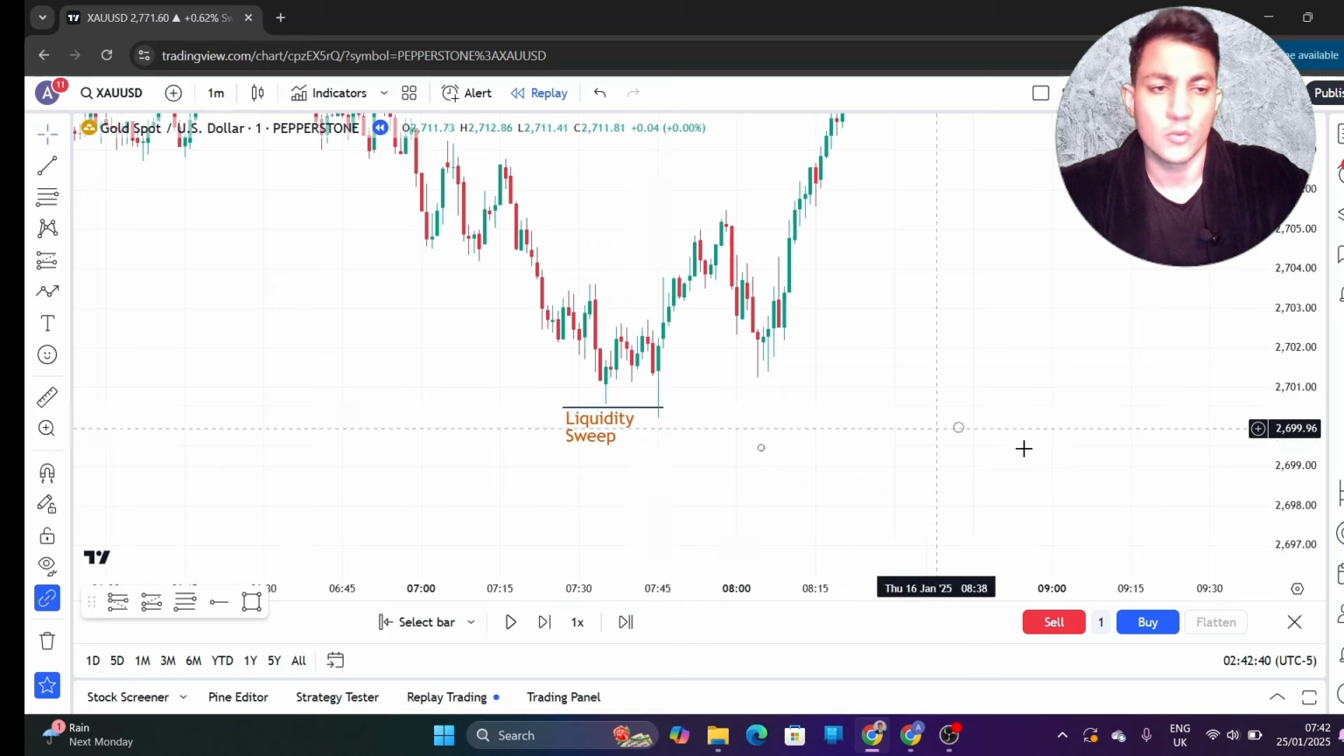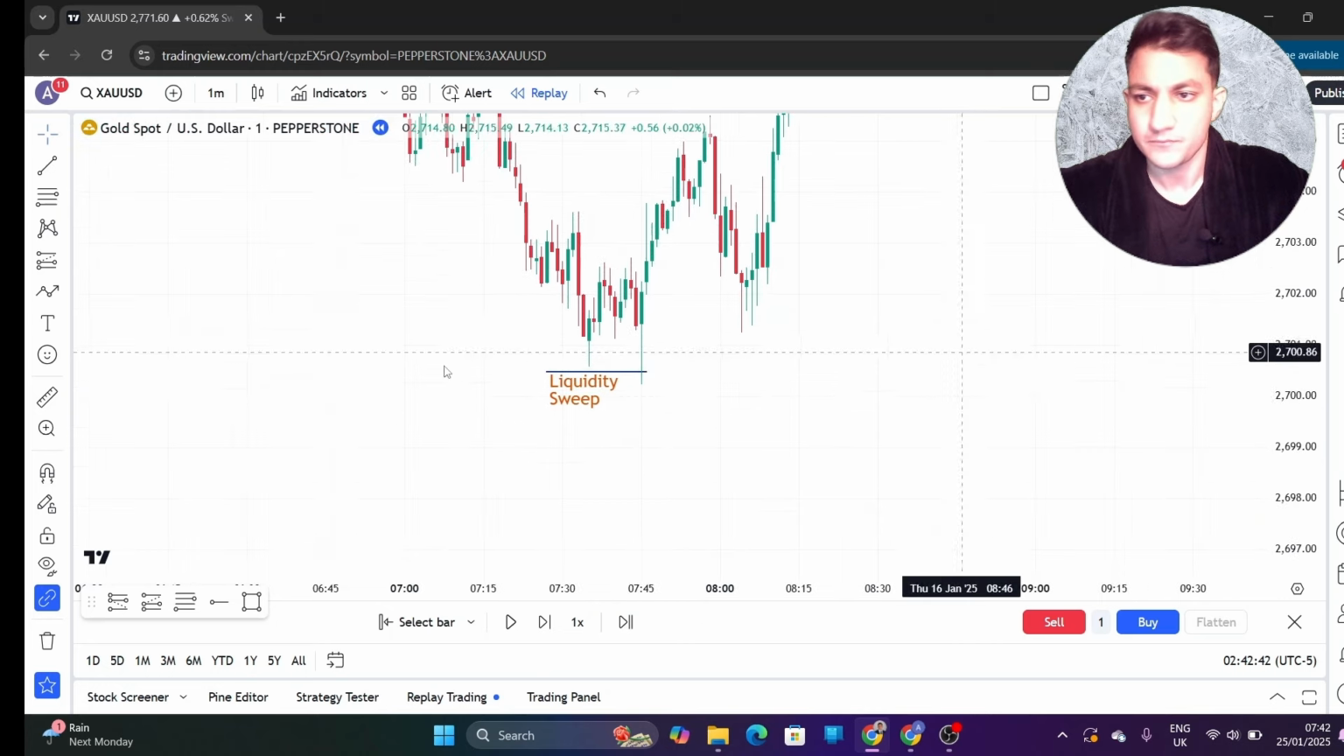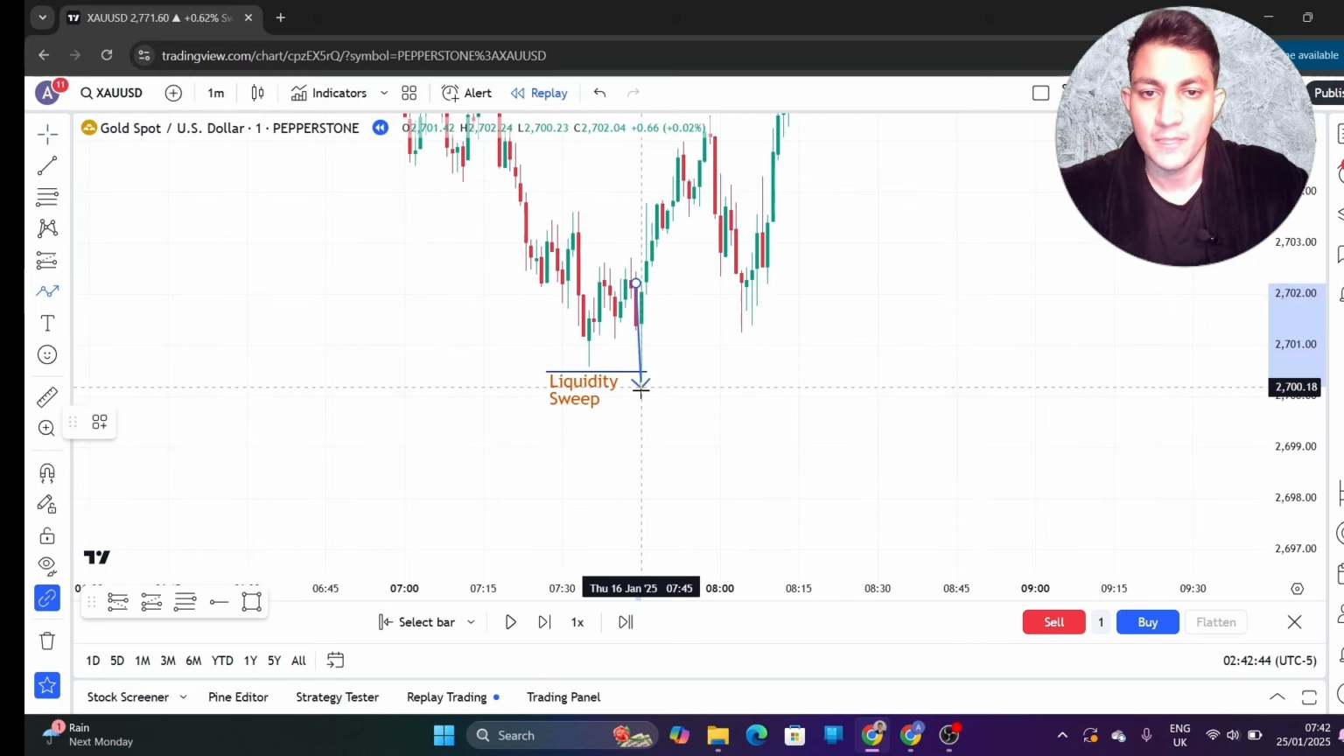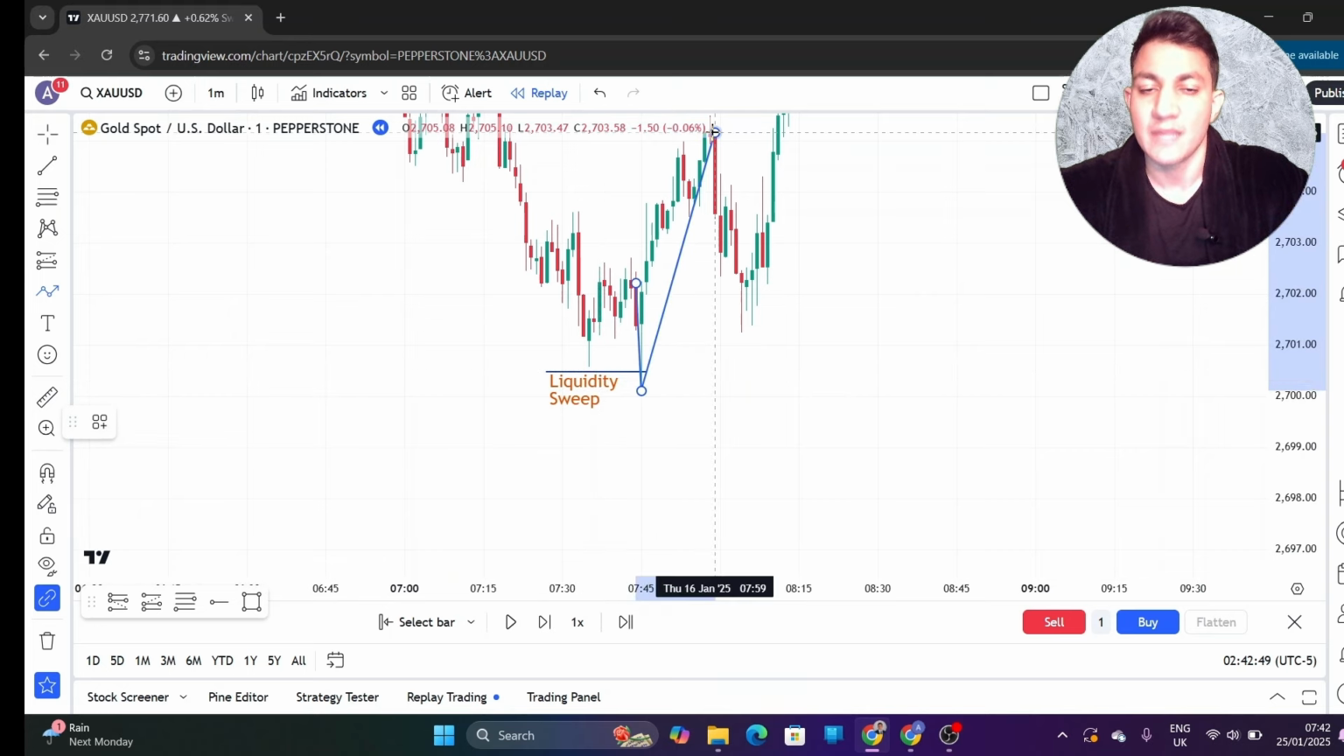So right here is a liquidity sweep. Let me just make this clear, right? You see how price comes down, it takes out an old low, and quickly and aggressively moves off in the opposite direction, right? That is our liquidity sweep. And then any retracement after that is high probability.